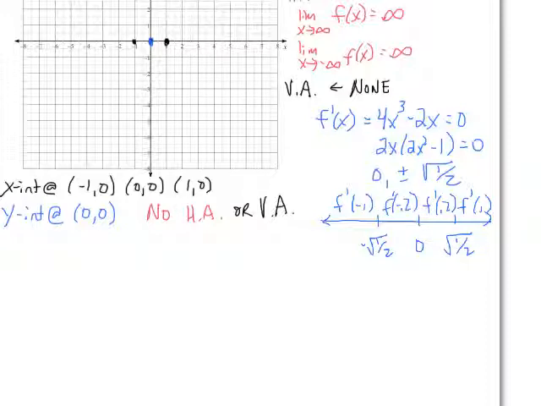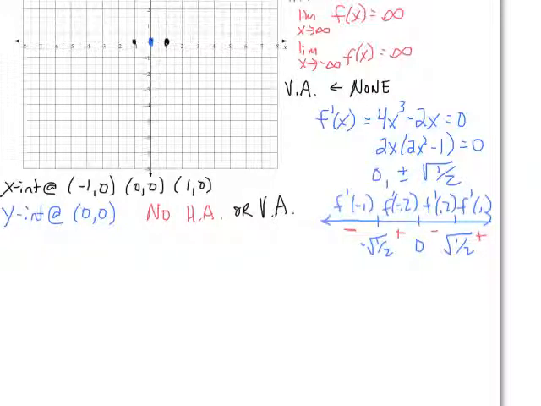And if we stick these values in, we will get a negative times a positive, so this is negative, and then we get positive, and this would be 0.2, this would be negative, and this would be positive.